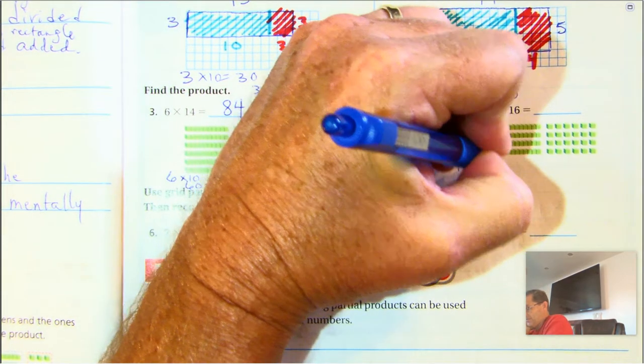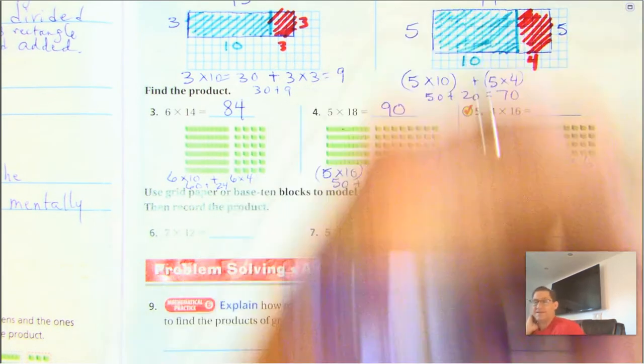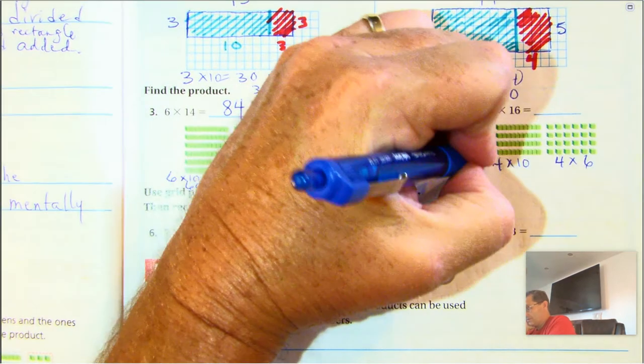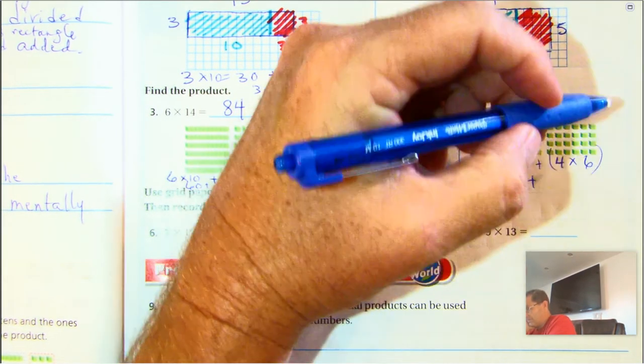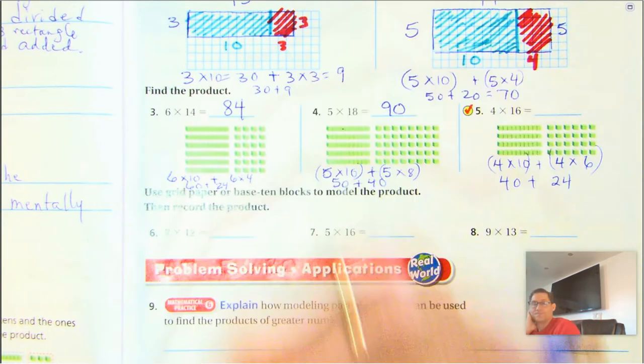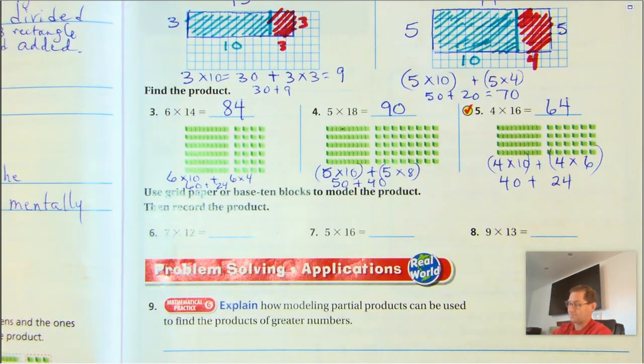4 times 16, we have 4 rows of 1 ten and 6 ones. So the tens would be 4 times 10, and the ones would be 4 times 6. So 4 times 10 is 40, plus 4 times 6 is 24. Add those together, we get a product of 64.